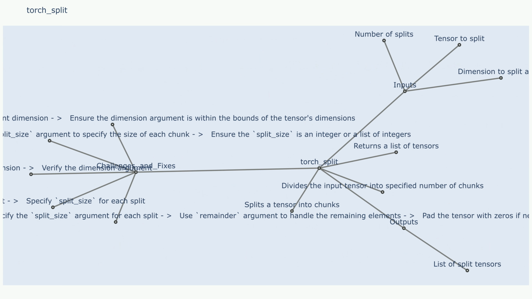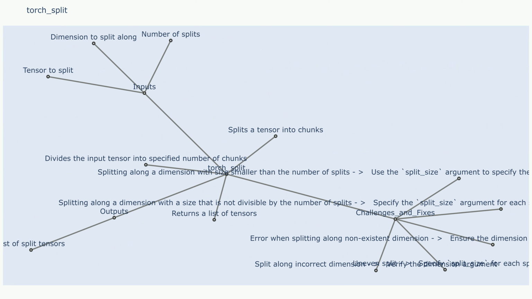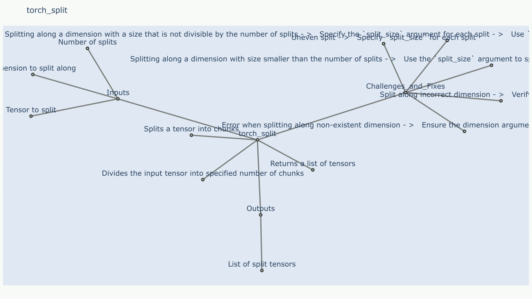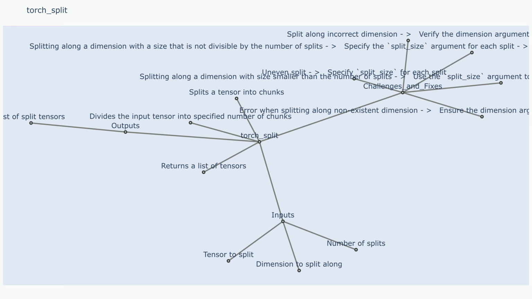Challenges and fixes. Uneven splitting. Sample use case. When the size of the input tensor along the split dimension is not divisible by the specified split size or sections, the last subtensor may have a smaller size. Fixes. To ensure all subtensors have the same size, you can use a split size or sections value that is a divisor of the input tensor's size along the split dimension. If you need uneven splitting, be aware that the last subtensor might be smaller than the others.